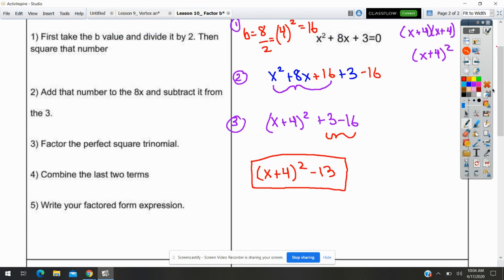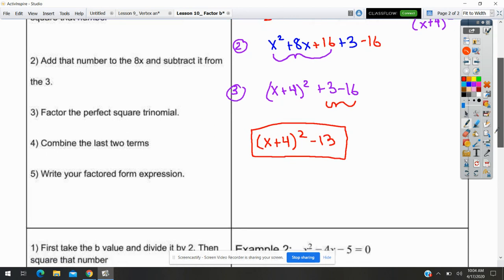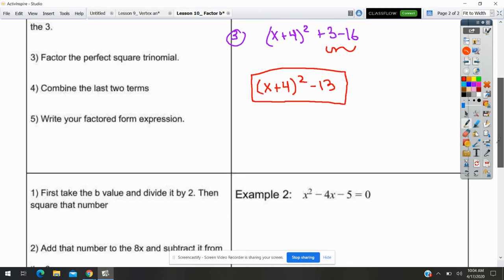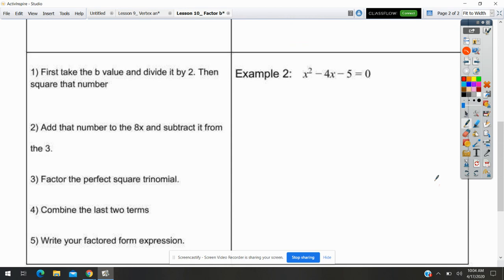We're going to learn the other applications that factoring this way has in terms of quadratics. Okay, so let's do one more example together. First, we're going to take our b value and divide it by 2. So our b is negative 4. So we have negative 4 divided by 2, that's negative 2. Then we're going to square that number. So negative 2 to the second power is positive 4.